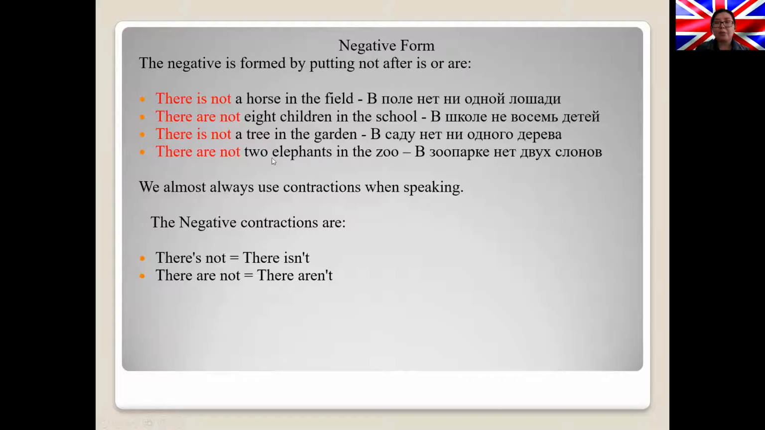There are not 2 elephants in the zoo. В зоопарке нет 2 слонов. There are not, 2 elephants, plural. We almost always use contractions when speaking. The negative contractions are: there isn't, there aren't.